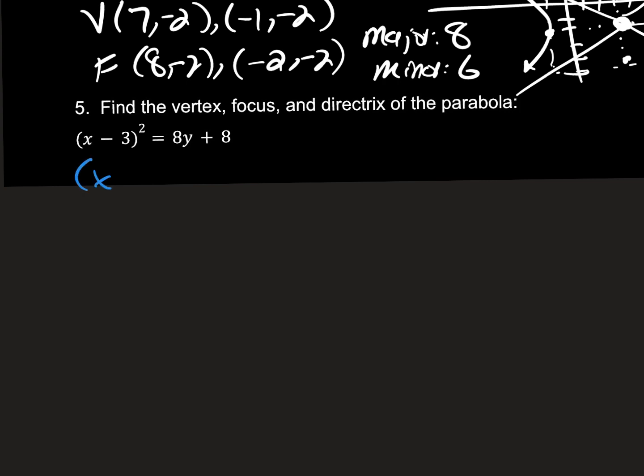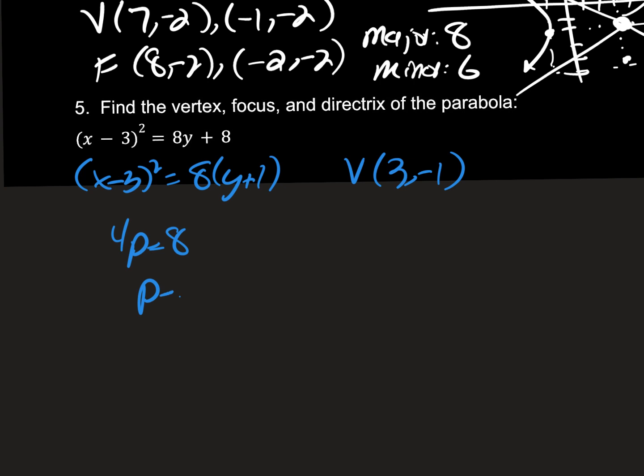First thing you need to do here, remember, you need to find the 4p or you can't find the stuff. So factor out the 8 first, get it in standard form, that's standard form. Vertex is the opposite of what's inside your parentheses. Don't forget 4p is that number in the front, 4p is 8, which means p is 2. I should have done this first. Much easier if you draw a little graph down here somewhere. The vertex is 3, negative 1, right there.